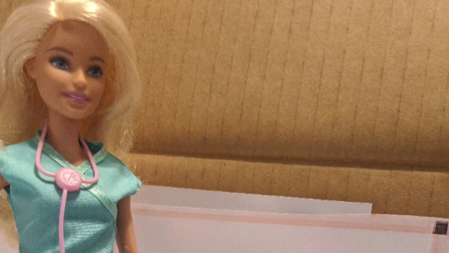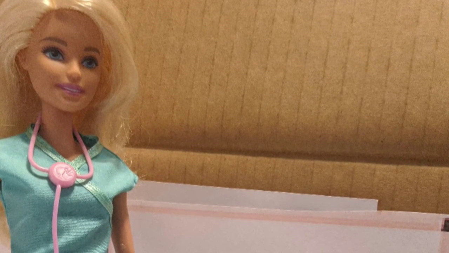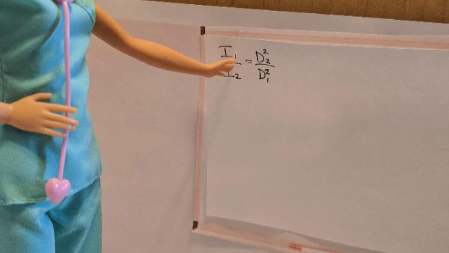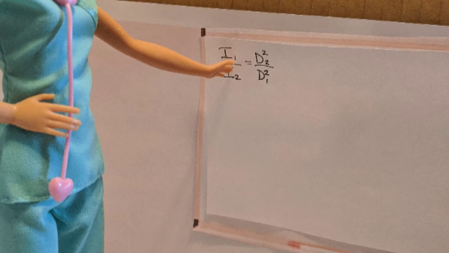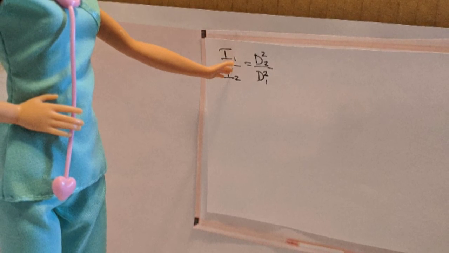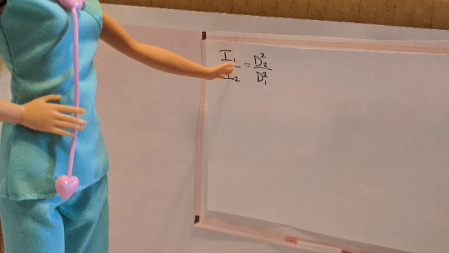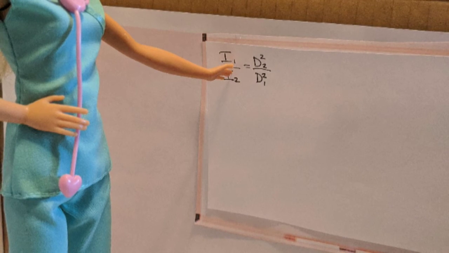Let's look at another example on how the inverse square law works. New intensity over original intensity is equal to the new distance squared over the original distance squared. If the intensity of the beam is 40 mR at the original distance of 40 cm, what will the intensity be if the new distance is 20 centimeters?